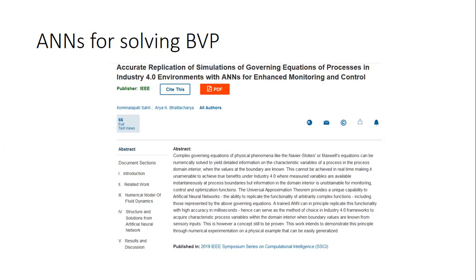This was actually one of my previous projects, in which we used artificial neural networks to learn the Neumann boundary conditions and solve the boundary value problem for flow over a flat plate. Using artificial neural networks produced results that were 10,000 times faster to converge than direct numerical simulations. So if you are interested in this kind of research, please go ahead and read this paper and reach out to me if you have any other inquiries.